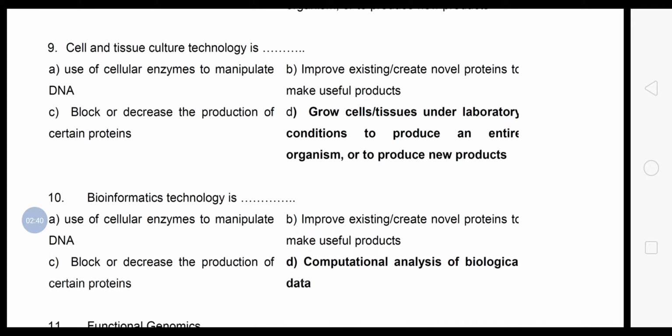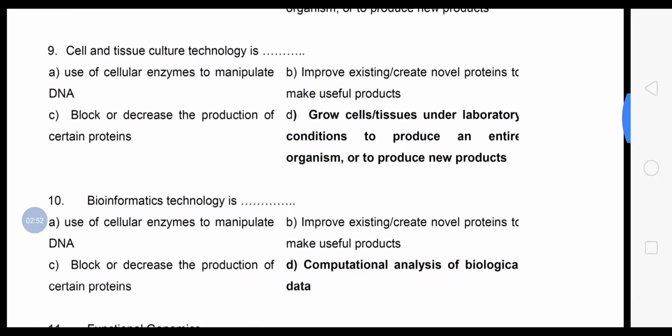Ninth one is cell and tissue culture technology. The answer is grow cells or tissues under laboratory conditions to produce an entire organism or to produce new products. Friends, I have taken these multiple choice questions from AgriMoon's site.